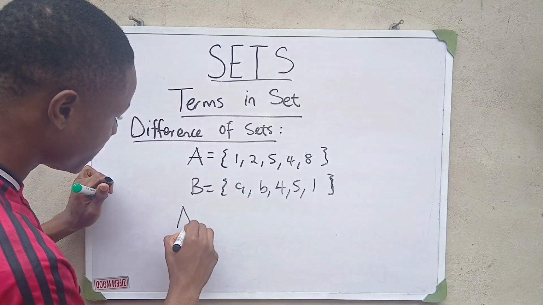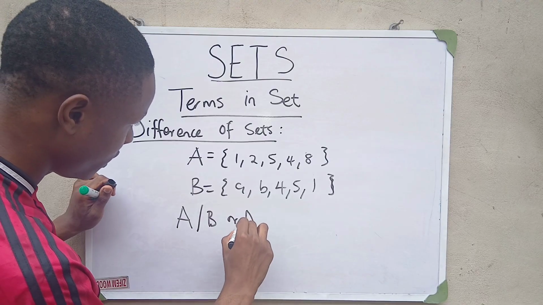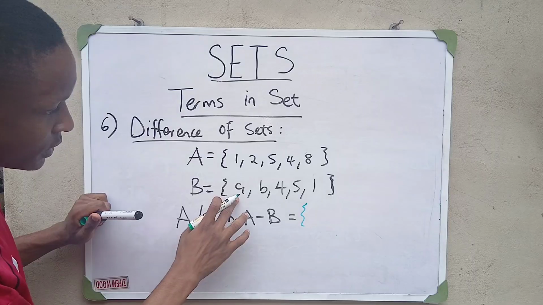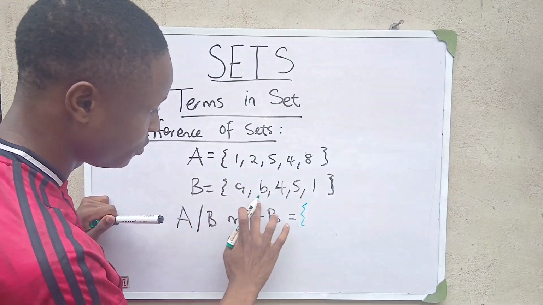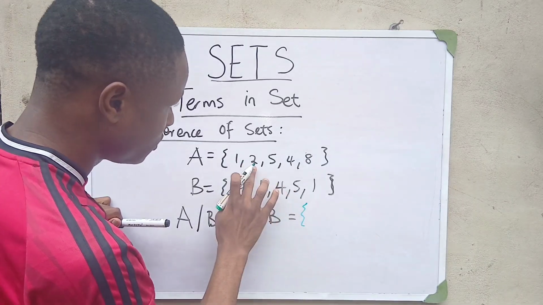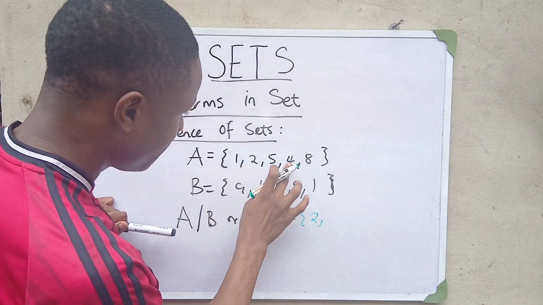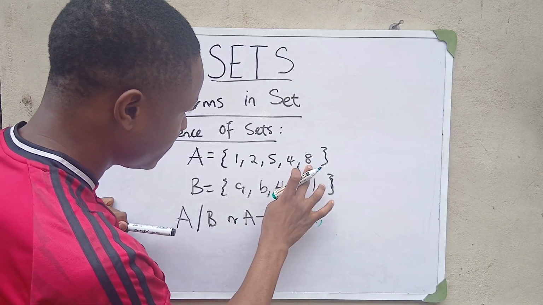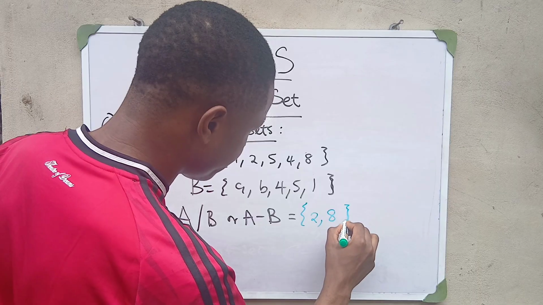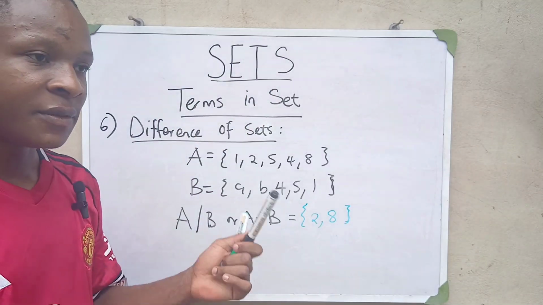A difference B is written as A slash B or A minus B, which is elements that are in A but are not in B. So which elements are in A but are not in B? 1 is in A and B, 2 is in A but is not in B, so write 2. 5 is in A and B, 4 is in A and B, 8 is in A but is not in B. So we have 2 and 8. So that's A difference B. A difference B is different from B difference A.